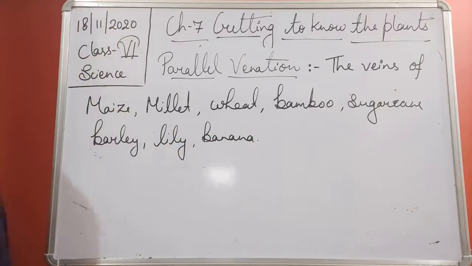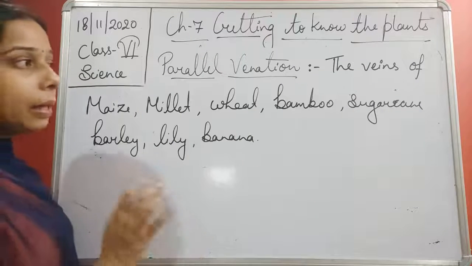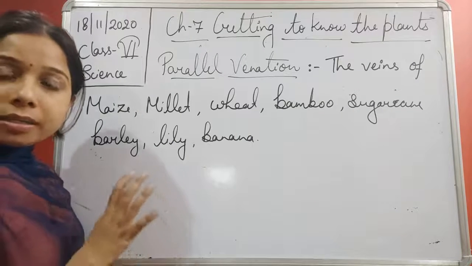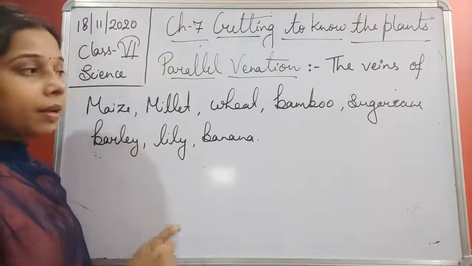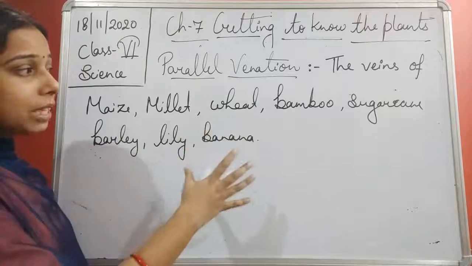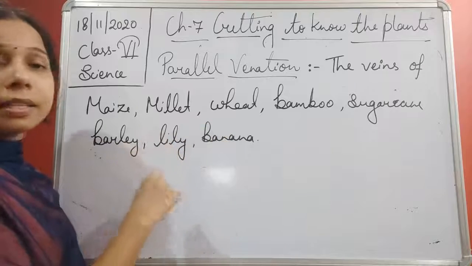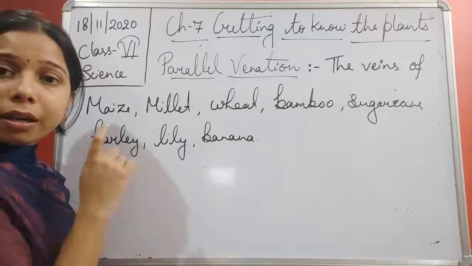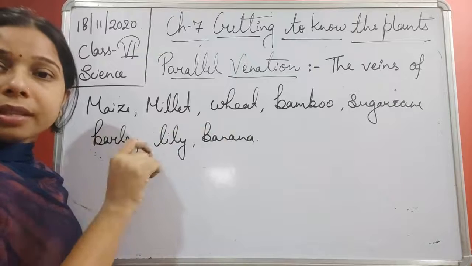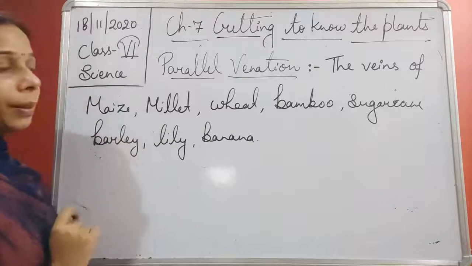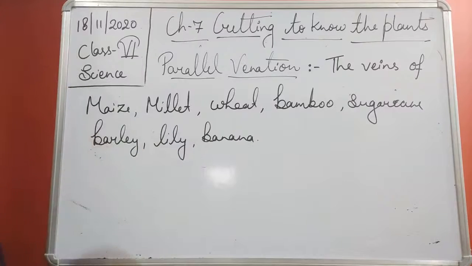All of them are having what? They are having the parallel venation. So if you pluck a leaf from these plants, you will find that they have a leaf in which the veins are parallel to each other. So this is an example of parallel venation.